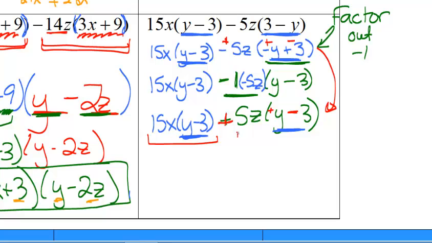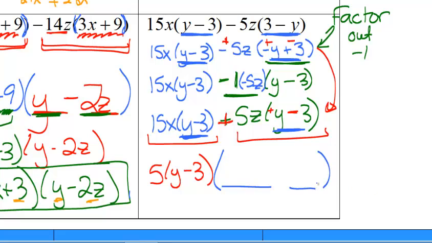I have two very long terms, and what do you see common in both of them? Well, in the 15x and the 5z, I can see a 5 common. In the y minus 3 and the y minus 3, now they're exactly the same, and they are common. So I have two terms left. I started with two terms, so I need to have two terms left inside my parentheses. So in the first term, I have 15x times y minus 3 divided by 5 times y minus 3. Well, 15x divided by 5, that's 3x. Y minus 3 divided by y minus 3, that's 1.